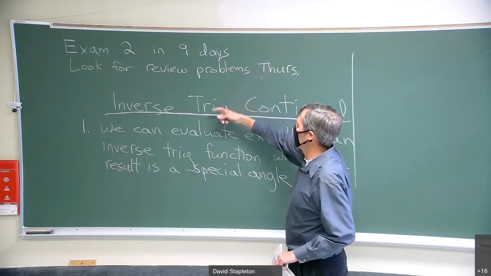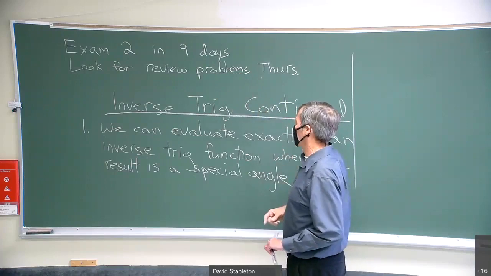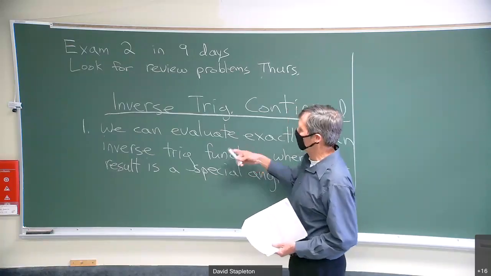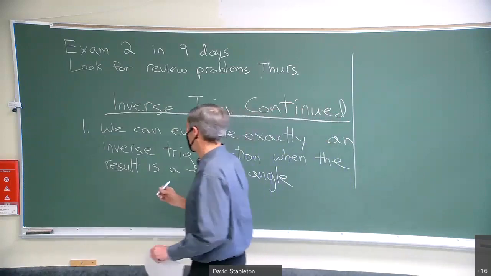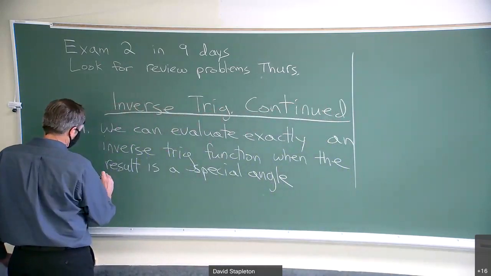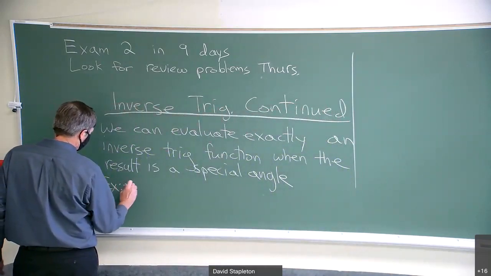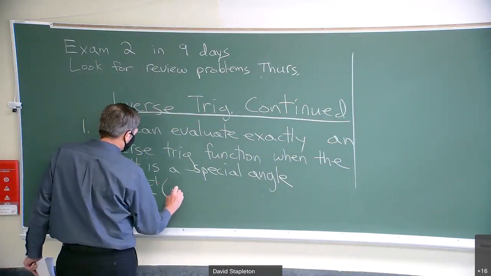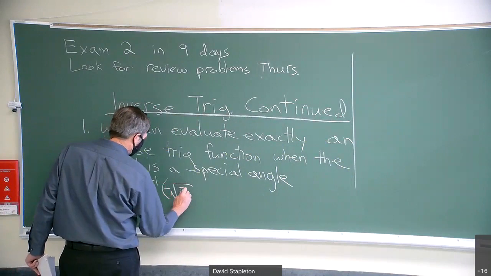So exam 2 is a week from Thursday. Review problems coming out Tuesday. Today we'll continue inverse trig. The first comment is whenever you're taking an inverse trig function of a number that comes from a special angle, you can do it exactly. So here's an example, a little harder. What is the inverse secant of minus the square root of 2?